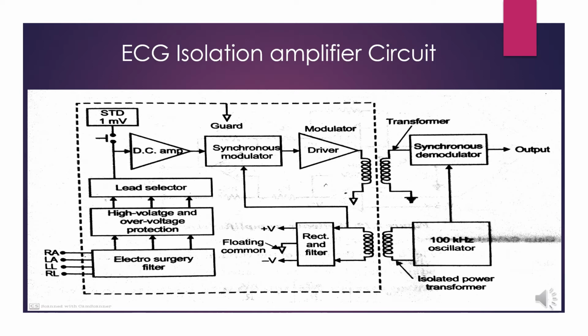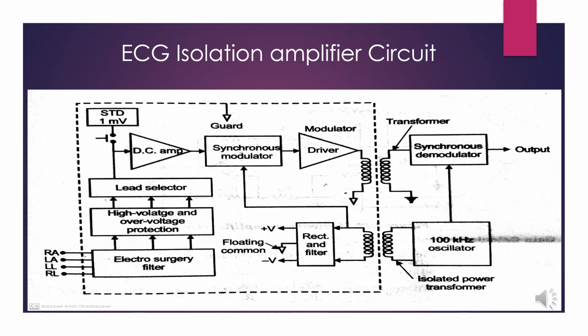This synchronous modulator then modulates the ECG signal from the DC amplifier at a rate of 100 kHz in a linear manner. Another transformer is used here. What is the purpose of the other transformer here? This transformer delivers the output from the driver of the modulator to the synchronous demodulator. As everyone knows, as communication engineers, we need a modulator with a demodulator to get our required output. The output of the demodulator is used as the input of the power amplifier.